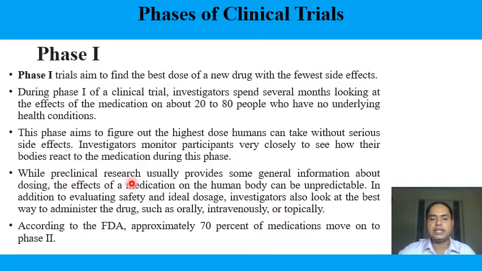While preclinical research usually provides some general information about dosing, the effect of a medication on the human body can be unpredictable. So in addition to evaluating safety and ideal dosage, investigators also look at the best way to administer the drug, such as orally, intravenously, or topically. According to the FDA, approximately 70% of medications move on to the phase 2 trial.